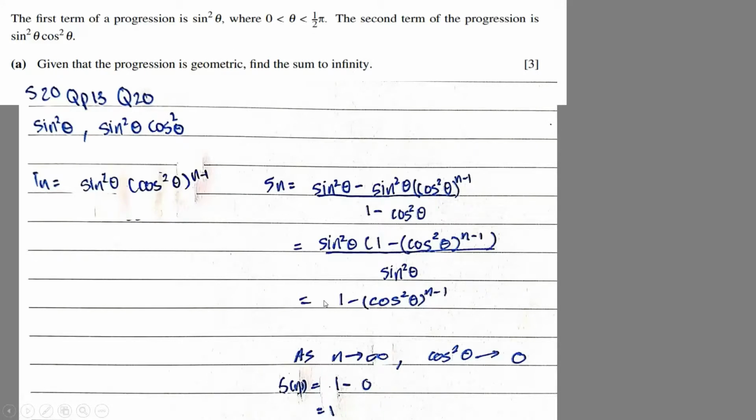And as we know, as n approaches infinity, cosine squared theta approaches 0. We know that because cosine squared theta in this range is between 0 and 1, and with that, 1 minus 0, so the sum to infinity is 1, and it converges.